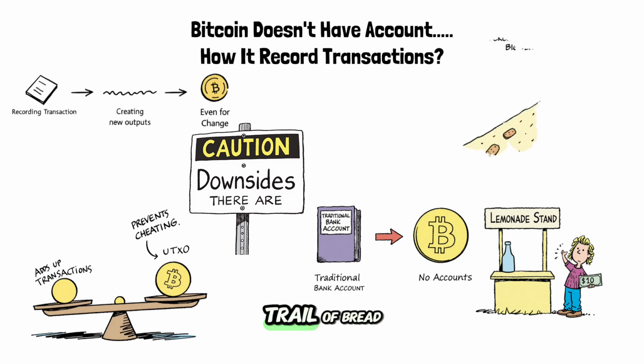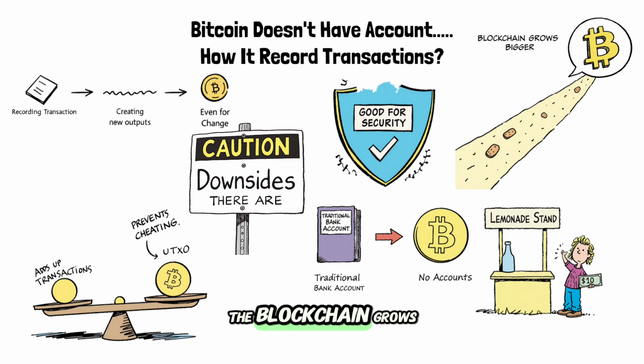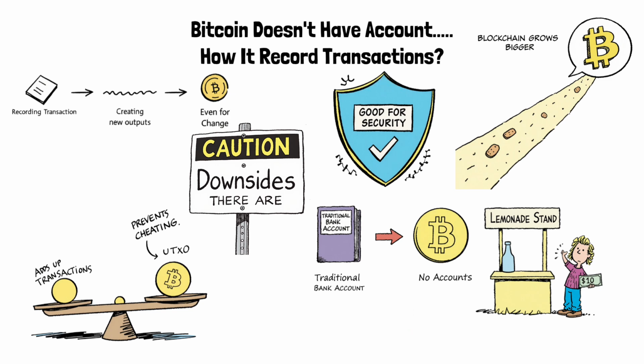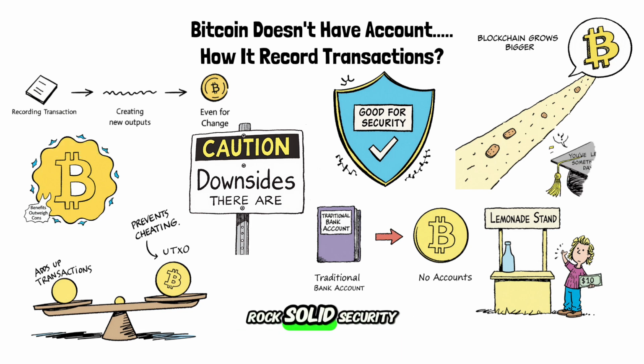It's like leaving a trail of breadcrumbs everywhere you go. That's good for security, but it means the blockchain grows bigger over time. Compare that to other systems, like account-based ones that Ethereum uses, where you just update a balance number, done. But hey, for Bitcoin, the benefits outweigh the cons, especially for that rock-solid security.